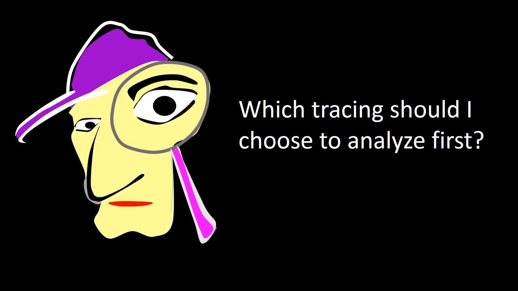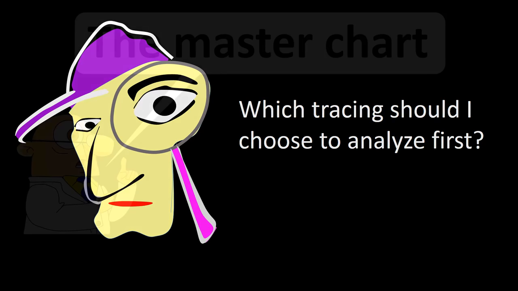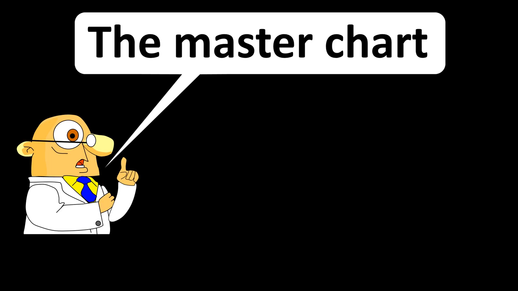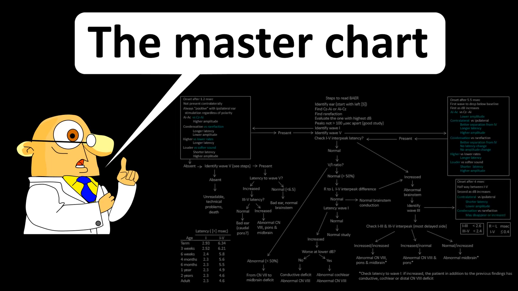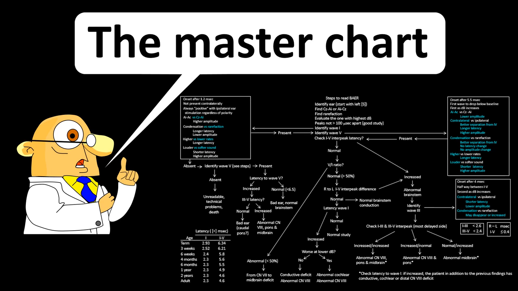The first question we ask ourselves when looking at a panel with multiple brain auditory evoked responses wave is: which one should we analyze first? I like to address this question as well as other questions concerning brain auditory evoked responses interpretation using a master chart. It may look to you very complicated at this junction, but as you will see, it is not.